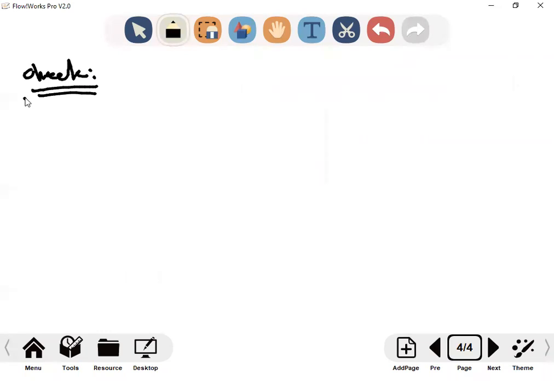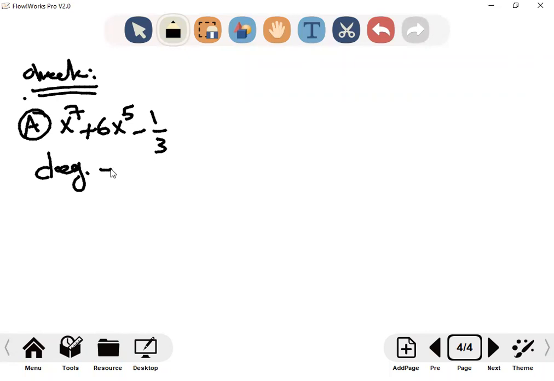It's written in your book. Just fill the spaces. Check. State the degree of each polynomial. Part A, we have x power 7 plus 6x power 5 minus 1 over 3. Is this a polynomial? Yes, no problem. What's the degree? 7. Degree equals 7.